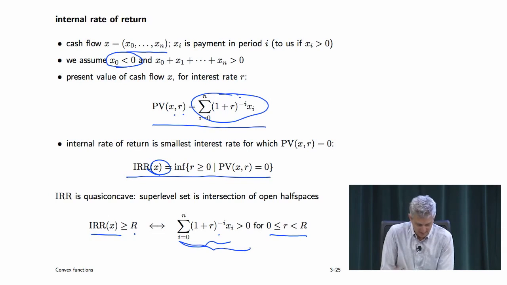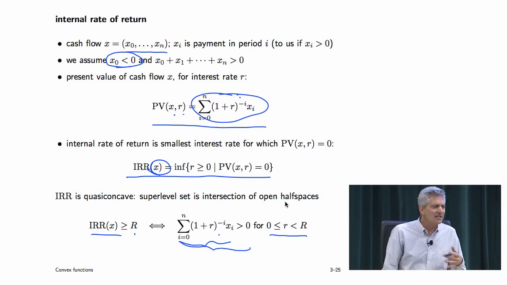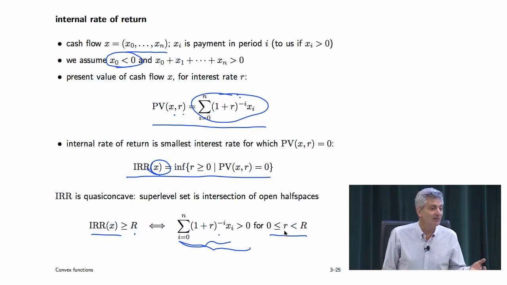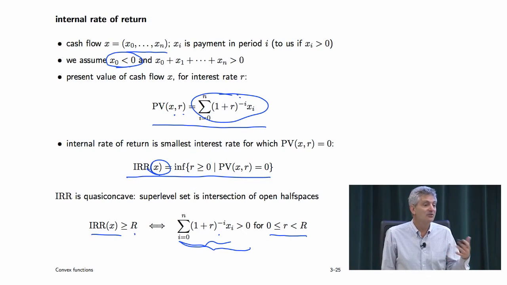Okay, so that's an open half space, and then this says you have to take the intersection of an infinite number of open half spaces, and it turns out the answer is closed, but that's irrelevant. So you take the intersection of an infinite number of half spaces, and that's going to be your super level set. The interpretation of this is beautiful. It says these are the cash flow sequences which have an internal rate of return exceeding, let's say, 10%.